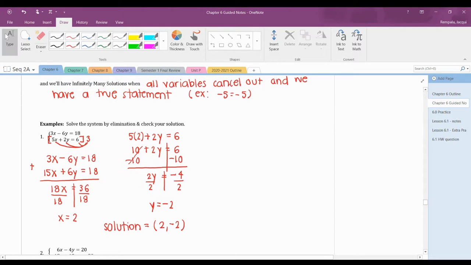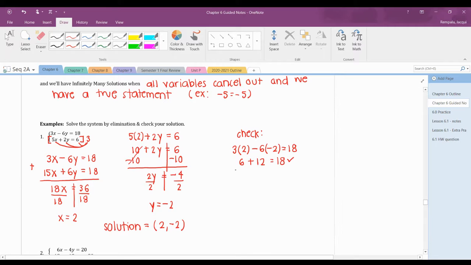Now remember, the directions say to check our solution. So I am going to go back and check. By going back to the original equations, I'll have 3 times 2 minus 6 times negative 2, and we're hoping that that's going to turn into 18. Well, 3 times 2 is 6. A negative 6 times a negative 2, a negative times a negative, is going to make that a positive 12. And hopefully we're okay. 6 plus 12, that does check out. That gets us 18. So the top equation is good.